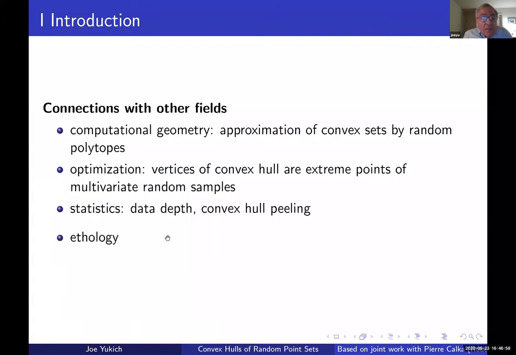In statistics, convex hulls are used to understand the data depth of points. This comes about through the notion of convex hull peeling. In the study of animal behavior, otherwise known as ethology, one can try to understand the home range or the breeding territory of animals, and this is done oftentimes by looking at the convex hull of the sites where the animals are observed.